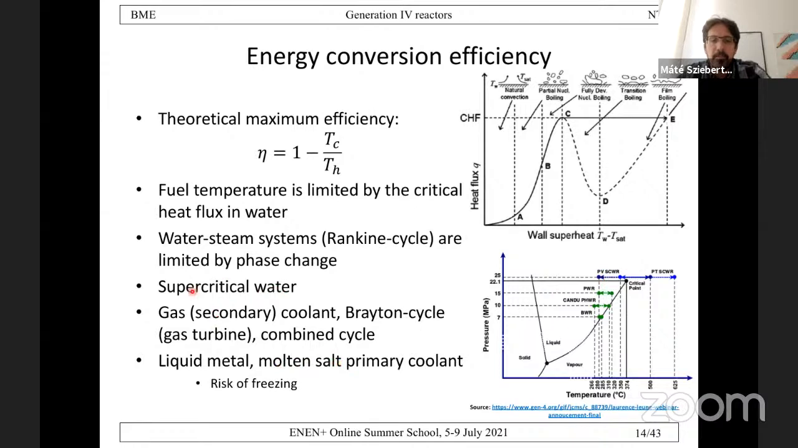The other can be gas coolant, or at least as a secondary coolant, which allows you to use the Brayton cycle, so the gas turbine, and the combined cycle. So you both use the gas turbine and then still go to a steam generator and use a steam turbine. The liquid metal and molten salt also give the possibility of reaching very high temperatures. Here the problem is obviously the risk of freezing at low temperatures.